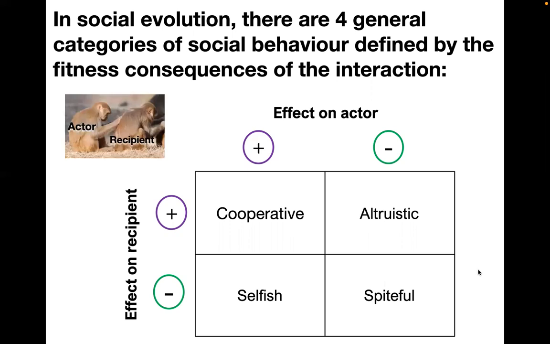Excellent question in the chat: where would you put grooming? If it's just a one-time thing, a one-off grooming interaction, where do you think it would fall? Any ideas? I think it's in the top row. I agree. I think a one-off is altruistic because it costs the actor some time. But that's not a fitness cost, that's a time cost. And maybe that's a fitness cost in the long run.